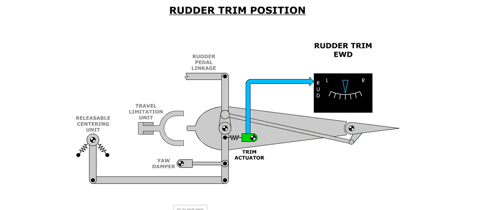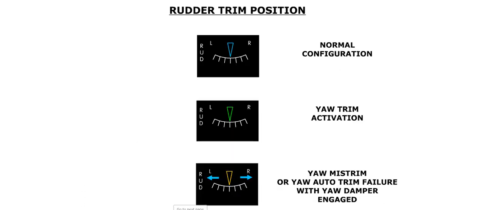Rudder trim motor position is indicated on the EWD. The maximum amount of trim is 3 units right or left of the zero position. Normally, the rudder trim pointer is displayed in cyan. The pointer is green during yaw auto trim actuation. Amber indicates that there is a yaw mistrim, or a yaw auto trim failure when the yaw damper is engaged.